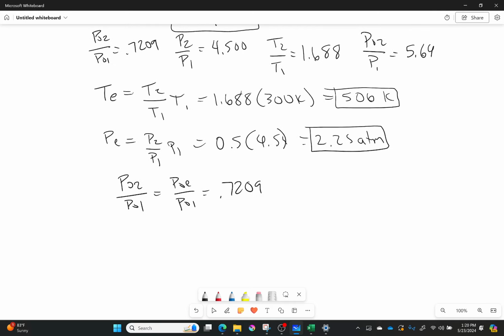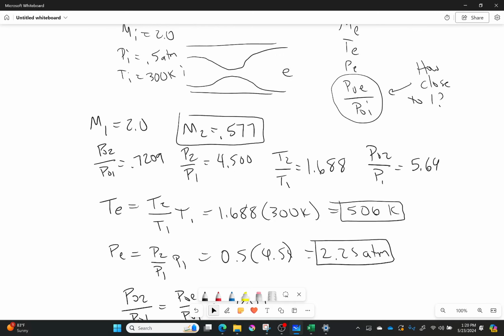Now, let's do it for the second case. In this case, I have an isentropic diffuser, and that should give you ideas of what's going to happen here. We have to assume it's isentropic, otherwise we can't really solve the problem. If it's not isentropic, everything's going to go horribly wrong.